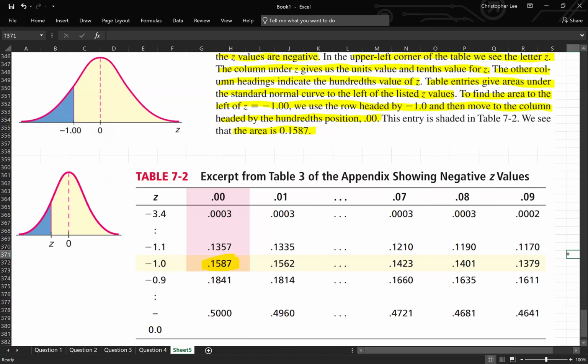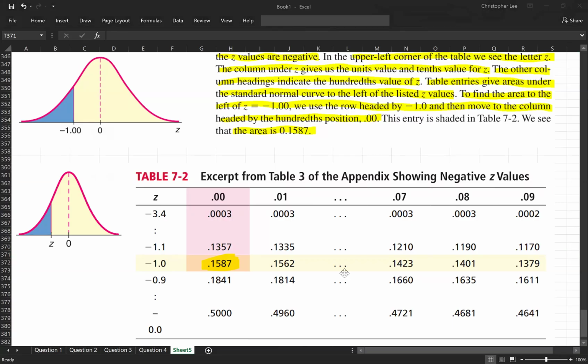So wherever they intersect, in this case, it's 0.1587, that's your probability. Right? So that is how to use the table.